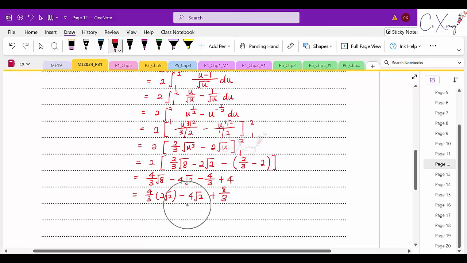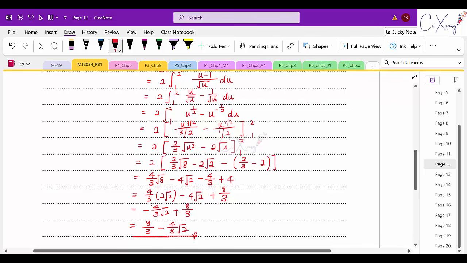Okay, then further simplify this particular part, 8 over 3 root 2 minus 4 root 2. It is like you're having 8 over 3 apple minus 4 apple. So from that, I think you should be able to get negative 4 over 3 root 2. So rephrase it again: you're having negative 4 over 3 root 2, then plus 8 over 3. Then from here, further simplify it into the pattern that they want. And you can see that this is what you get.